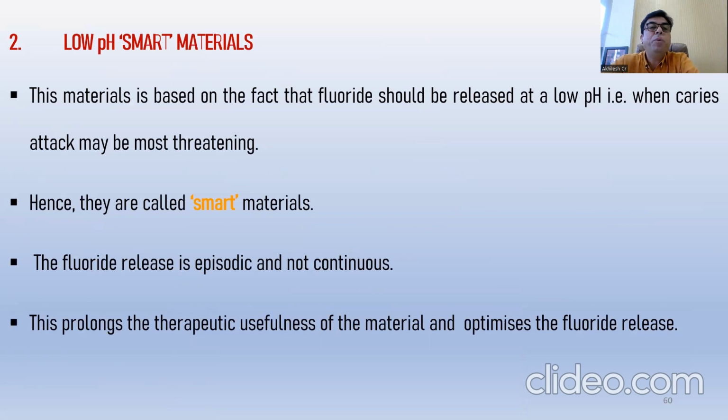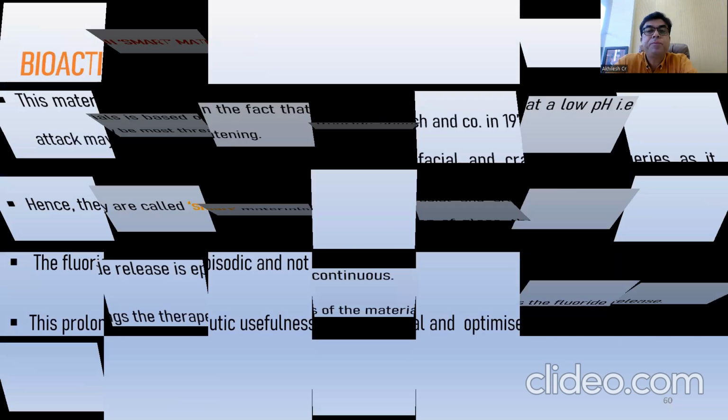What are low pH smart materials? This material is based on the fact that fluoride should be released at low pH, when caries attack may be more threatening. Hence, they are called smart materials. The fluoride release is episodic and not continuous. This prolongs the therapeutic usefulness of the material and optimizes the fluoride release.